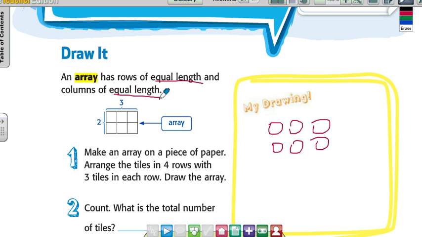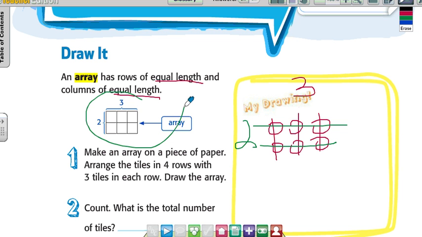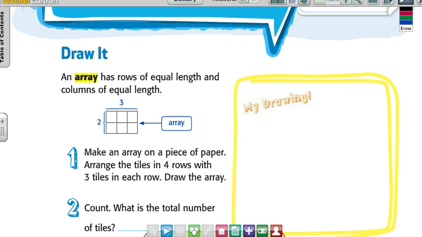Okay. Here you have three columns. 1, 2, 3, just like that. 3 at the top. And then here I have 2 rows, just like you have in this array right here. It says make an array on a piece of paper. You can make an array here on the space that they provide right here.